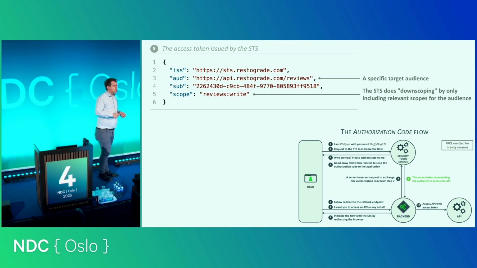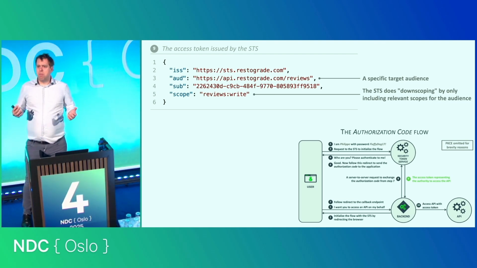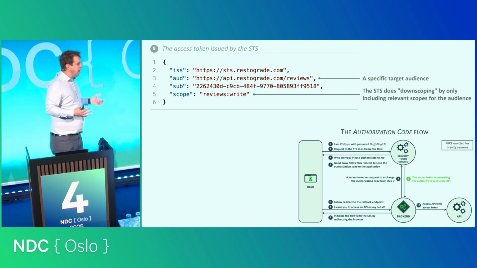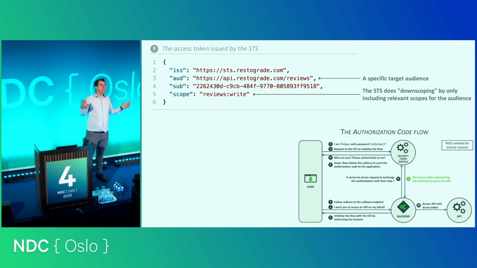Additionally, the STS does something we call downscoping. Downscoping basically means that instead of including all the scopes for the APIs that the client can access, we only include the relevant scopes for this particular API. And that means that this token is now less powerful than what we had before. Of course, it also means that the client application has to handle multiple access tokens, one per resource it would like to access. So in our example from before, we had 3 APIs. The client will now have 3 access tokens, one per API, and handle them that way.